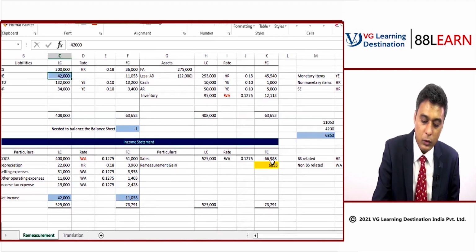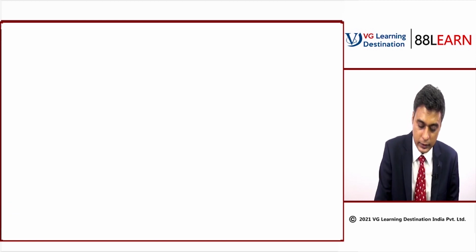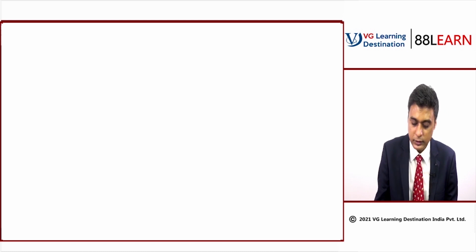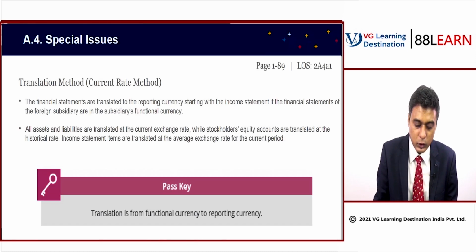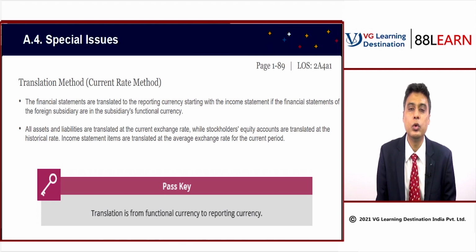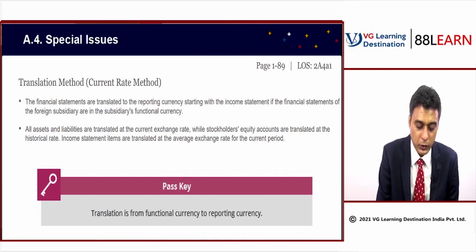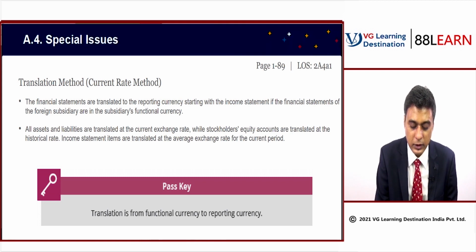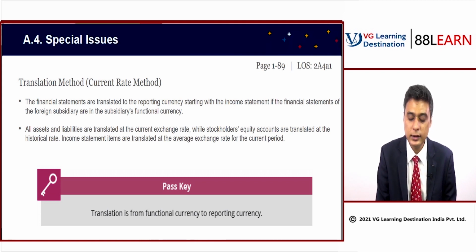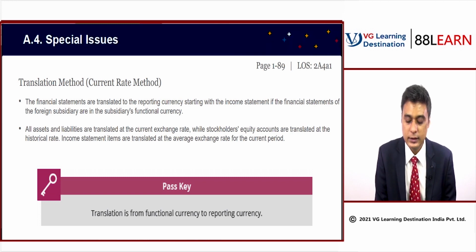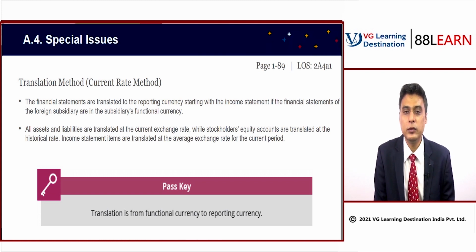Okay. Now, let's go to the other one, which is the translation method. And when do we use the translation method? When we have to go to the reporting currency, right? So if you look at the first bullet, the financial statements are translated to the reporting currency, and see, starting with the income statement. That's a difference between the two methods. In remeasurement, we start with the balance sheet. In translation method, we start with the income statement.